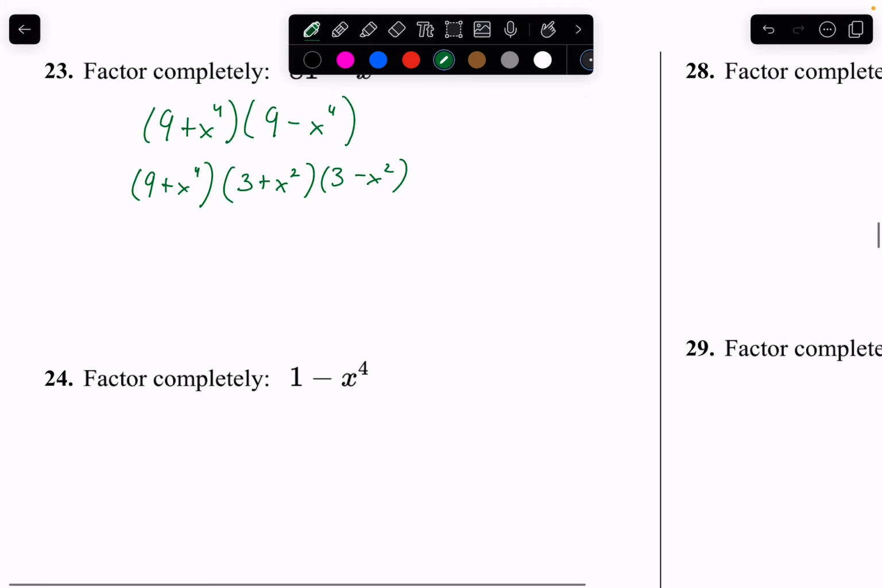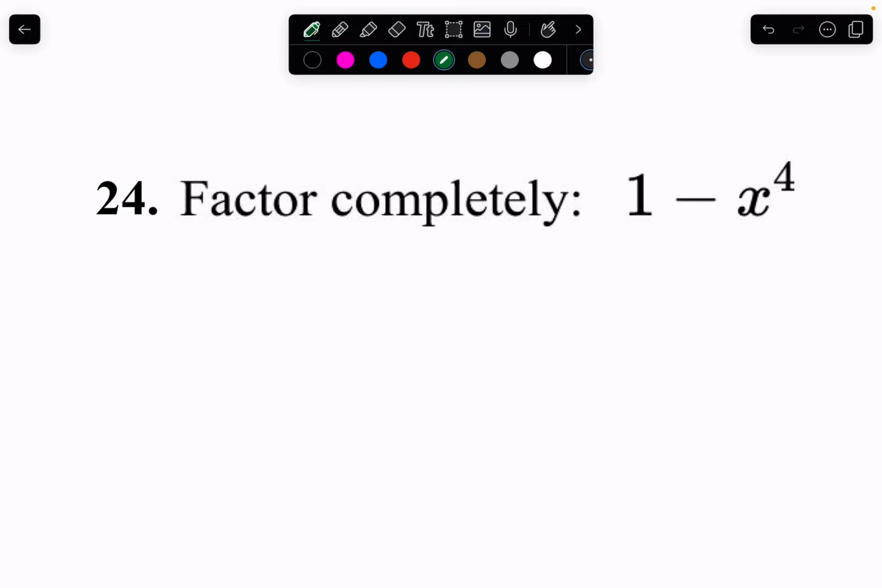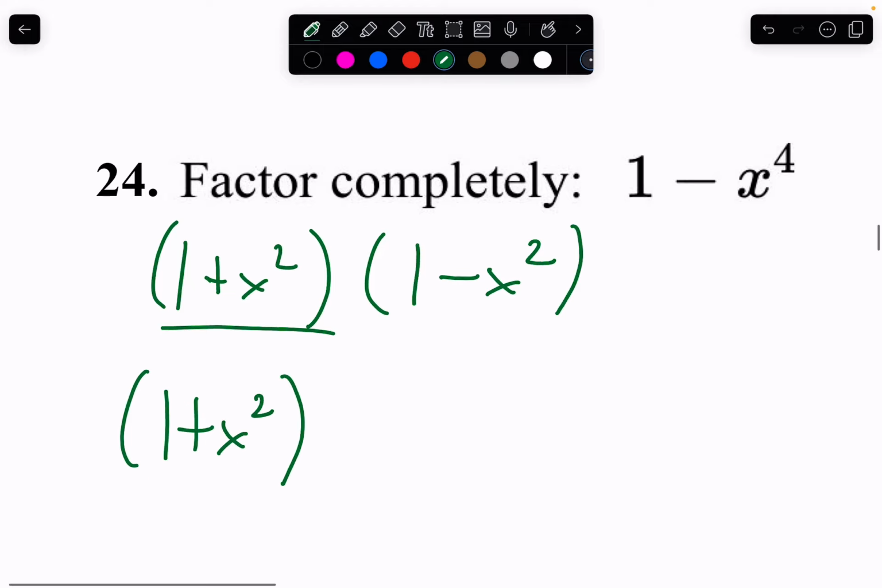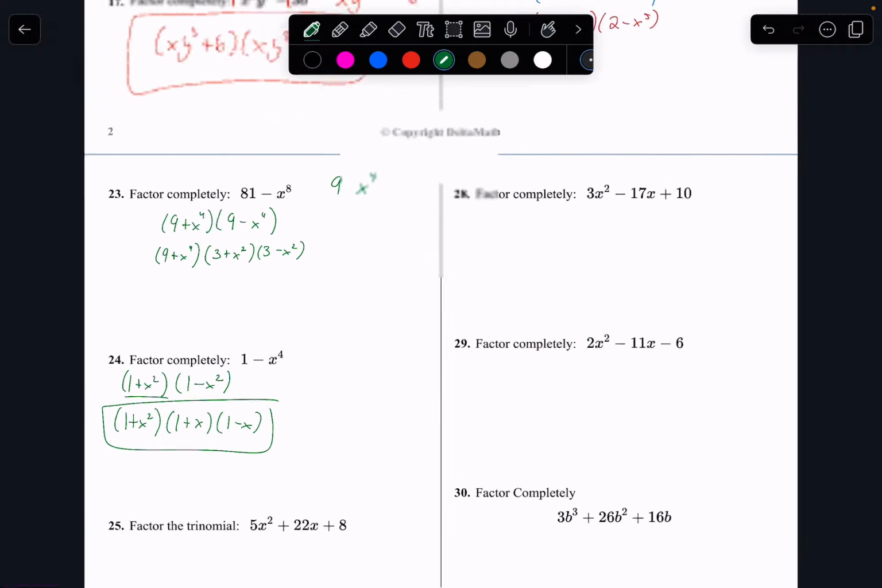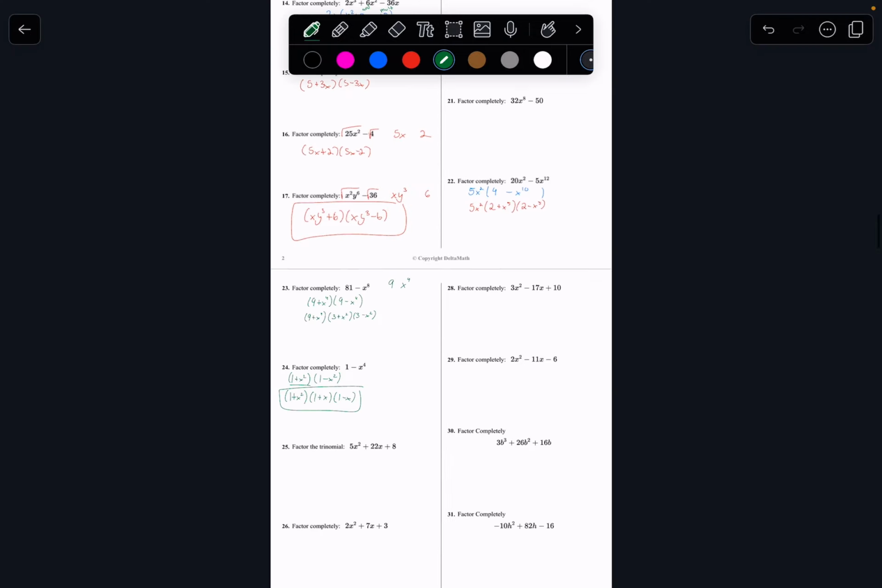Let's take a look at another one of those. So here, there's no GCF. We can square root both of these, right? We get 1 and x squared. So we end up with 1 plus x squared, 1 minus x squared. Can't do anything with this one. Now, we've got another difference of squares here. I can square root 1. I can square root x squared. So I get 1 plus x and 1 minus x. Alrighty. Okay, so this next, well, actually, we'll stop here.